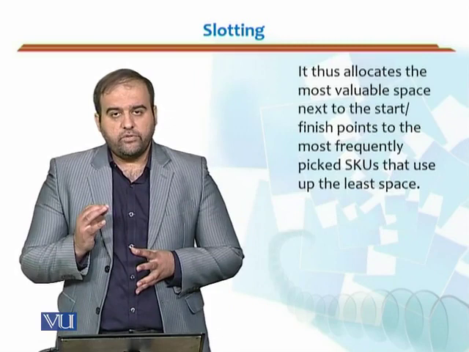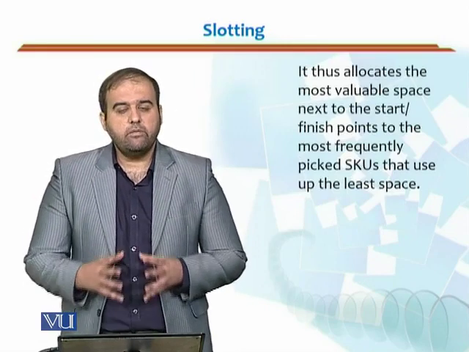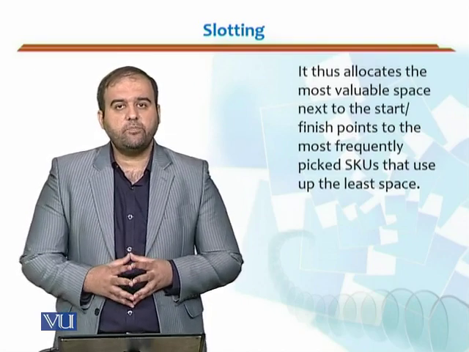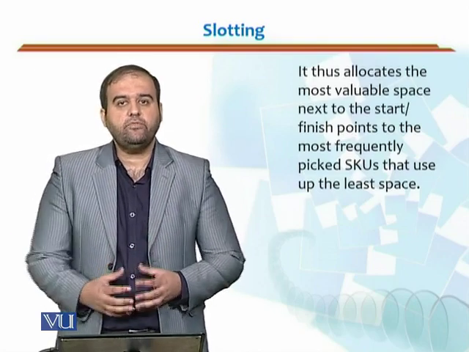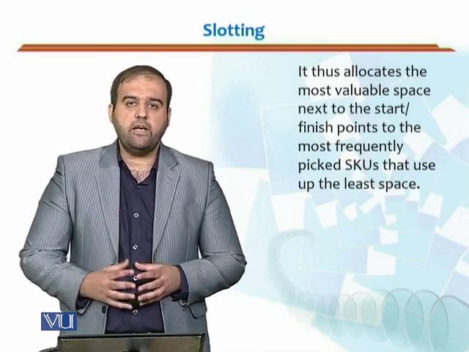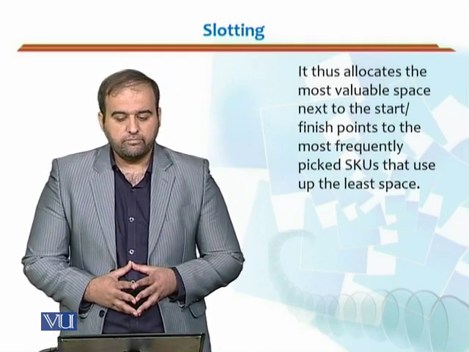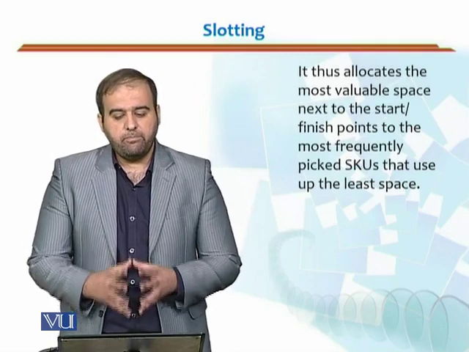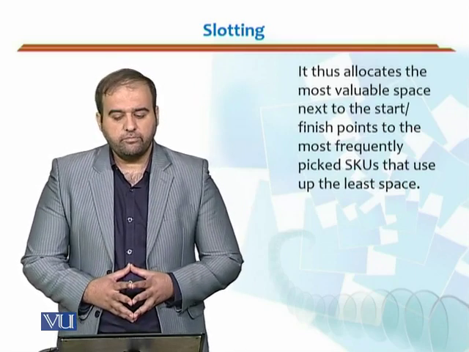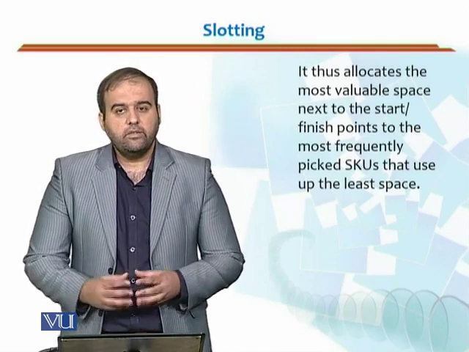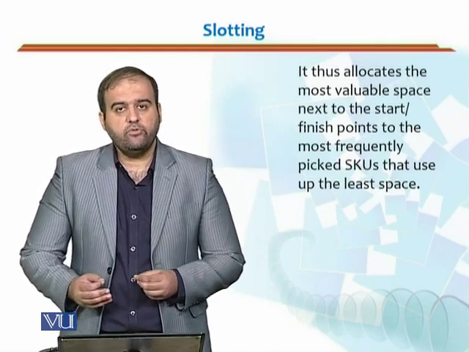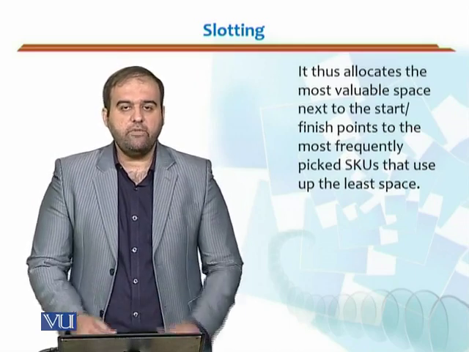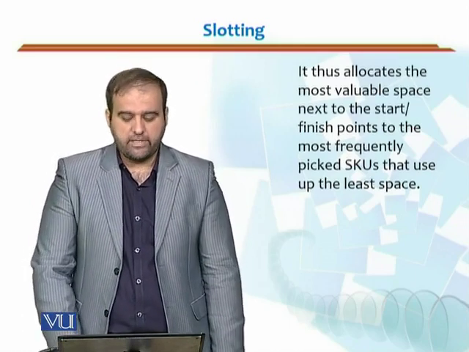So COI would allocate the most valuable space, that might be at the start of the warehouse or might be at the end of the warehouse, to the most frequently picked SKUs, so that SKUs actually use the least space as well. So how can we calculate COI? Let us look at an example.